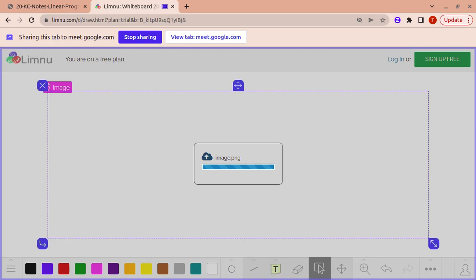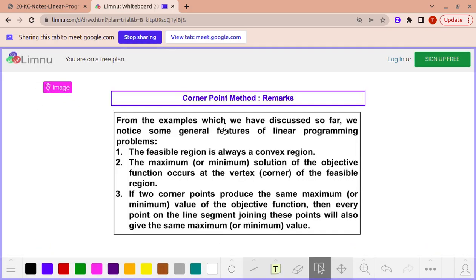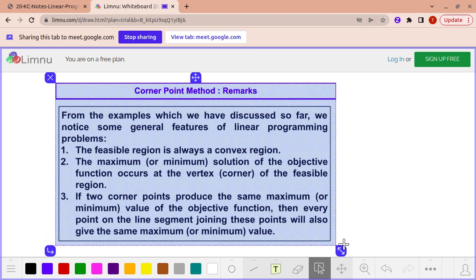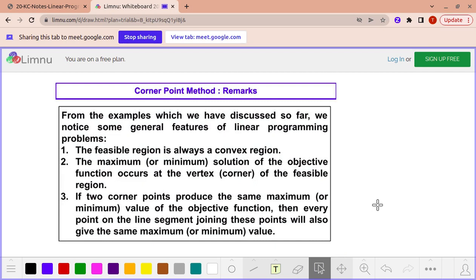So from the 5 examples whatever we have discussed today, what we have observed, I am going to place it here. So dear students, from the examples which we have discussed so far, we notice some general features of linear programming problem. What is the first one? The feasible region is always a convex region. What is convex region and what is concave region, that I explained in the previous session. The class recording is available on YouTube. You can look at it.